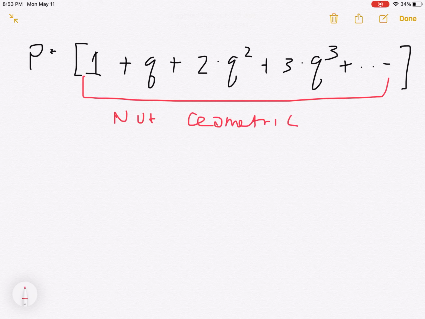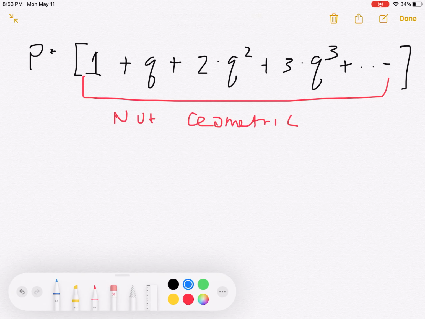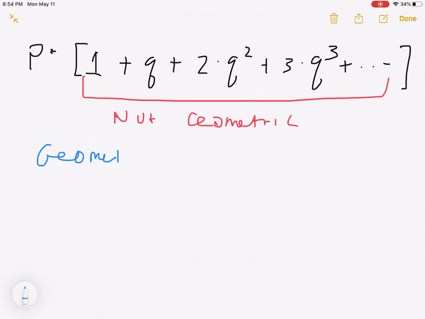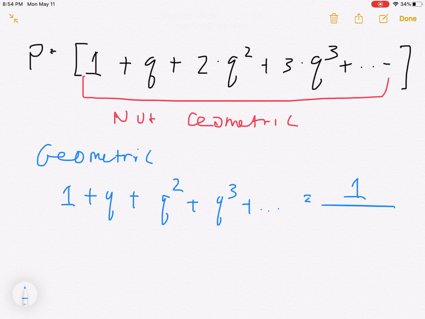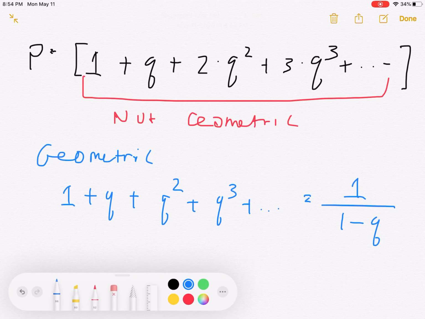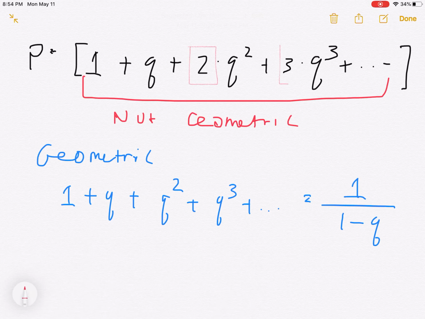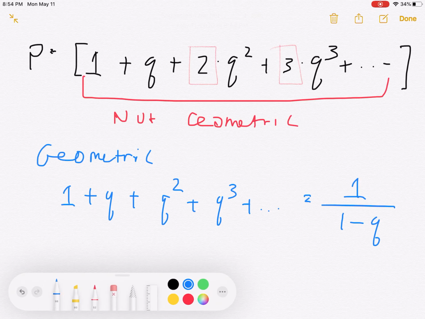The geometric series looks like this. This is geometric, and it says 1 plus q squared plus q cubed, and so on forever. That's going to be 1 over 1 minus q. Notice we have this extra 2 here. We have this extra 3. That's what makes it not geometric when we do the average.